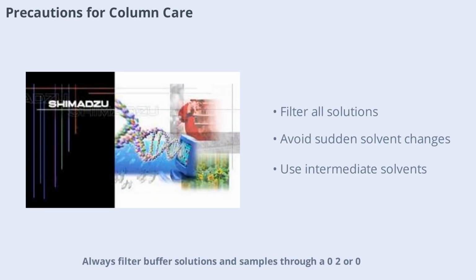Always filter buffer solutions and samples through a 0.2 or 0.45 µm membrane filter. Avoid sudden changes from buffer to pure organic solvent, or vice versa, as this can cause precipitation and pressure problems. Use an intermediate solvent for transitions to prevent plugging and maintain smooth operation.